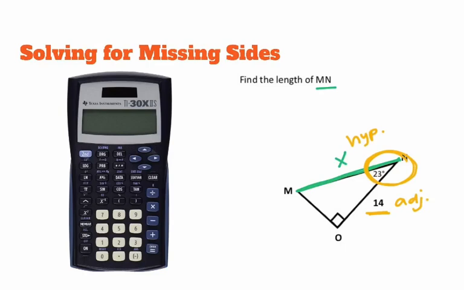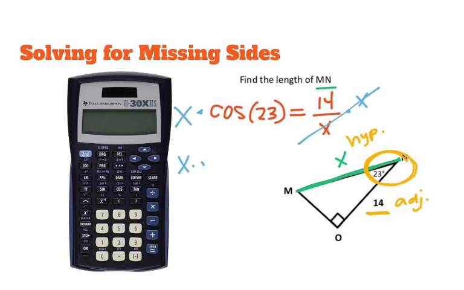So let's write it out. Hypotenuse and adjacent, which trig ratio is that? Hopefully we got cosine, right? So cosine of the angle, 23 degrees here, is equal to adjacent, which is 14, over hypotenuse. Okay, this one's a little more complicated because you'll notice that X is in the denominator. So how do I get X out of the denominator? Well, I'm going to multiply by X.